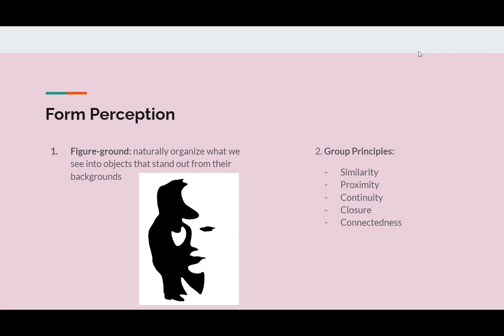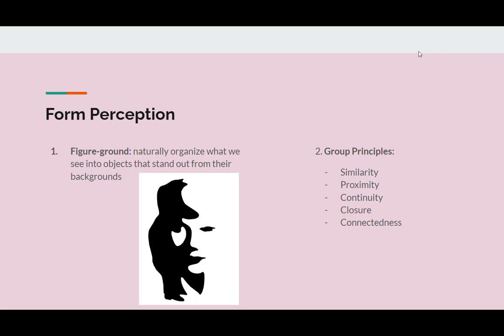Okay, in the 20th century, a group of German psychologists discovered that we have a natural tendency to organize our sensations into wholes, which they called gestalts. This means that our brain doesn't just take information in, but we interpret and actually construct our perceptions. The following are some examples of how we do this when perceiving form.